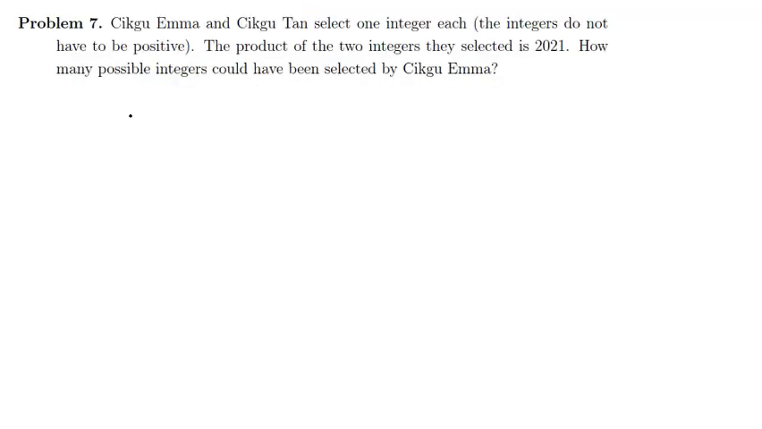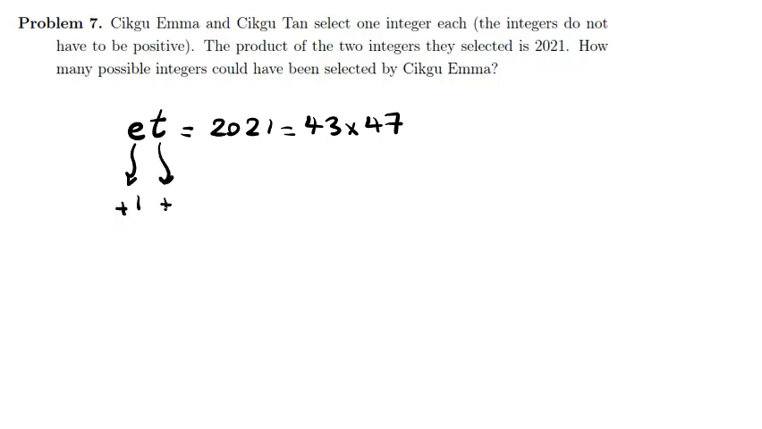Okay, so the number Siku Emma selected we call E, the number Siku Tan selected we call T, and the product is 2021. You should memorize the prime factorization of 2021, 2022, 2023. For this one, we need 2021, which is 43 times 47. So E can be what? Because they are not necessarily positive integers, it can be plus 1, plus 2021, or negative 1, because the problem says they don't have to be positive. So you can also select negative 2021.